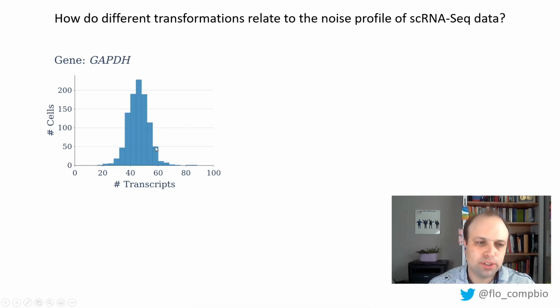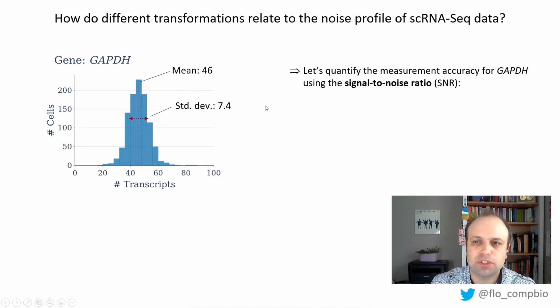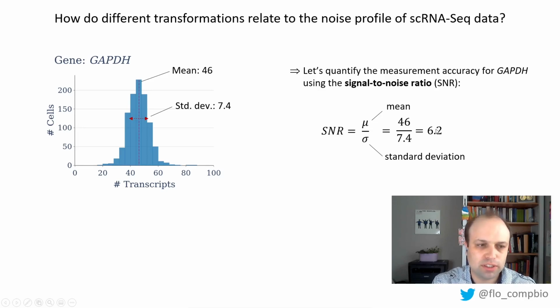In order to quantify how noisy something is, we need the mean, the standard deviation, and something called the signal-to-noise ratio. For this gene, in this data set, since we're only measuring technical noise in this experiment, the mean is 46 and the standard deviation is 7.4. The signal-to-noise ratio is the mean divided by the standard deviation, which in this case is 6.2. So the higher the signal-to-noise ratio, the less noisy and the more accurate our measurements are.